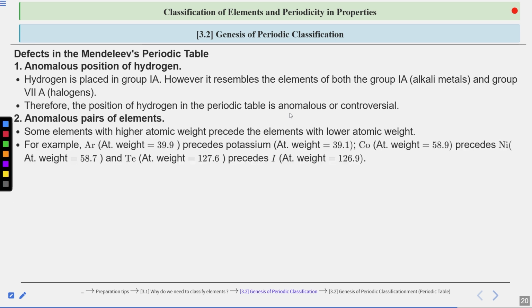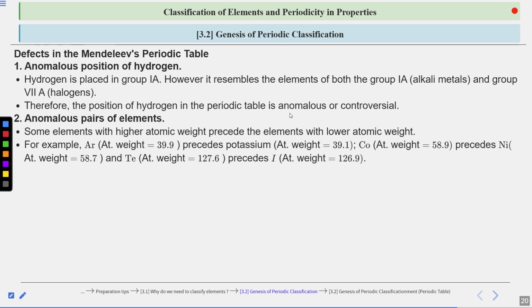Suppose we take the example of argon. Its atomic weight is 39.9 and that of potassium is 39.1. If you look at the periodic table, you will see that argon comes before potassium, because the atomic number is the main deciding factor, not the atomic weight. If you take the atomic weight, then you will put argon after potassium.